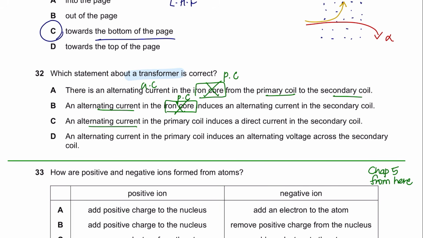An alternating current in the primary coil induces a direct current is wrong. It induces an alternating voltage. And finally, an alternating current in the primary coil induces alternating voltage across the secondary coil. Everything here is correct, so the answer is D.